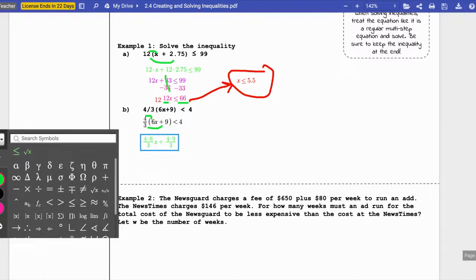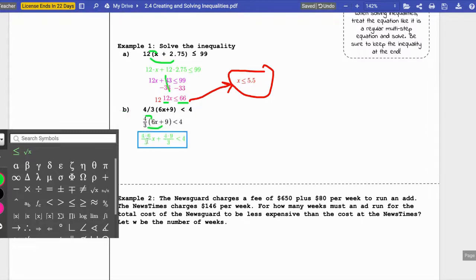So you see, all I did is I took that 4/3 and I multiplied the 4 to the 6 and the 4 to the 9 and put it over 3. So this is how you're going to do it. Make sure you're really paying attention to that. When you're solving these types of problems, it's going to be really useful to look back at your notes because it's the same steps. Okay.